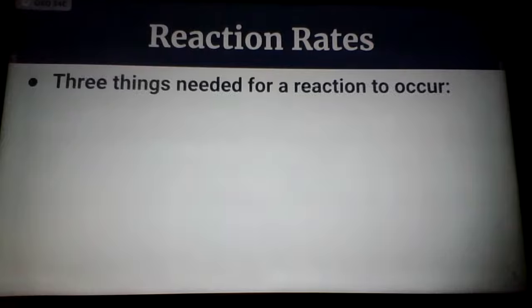Okay, reaction rates. Do you think all reactions occur at the same rate? Well, they don't. They react at different rates depending on the reaction and other conditions, but all reactions need three things in order to occur. So these three things are needed for a reaction to occur.